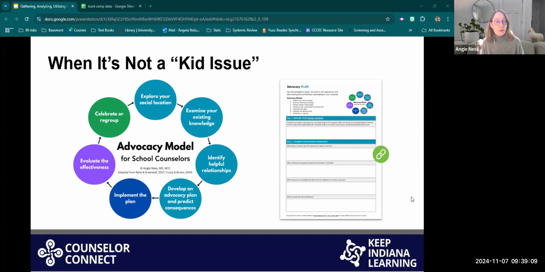And so really the first thing that you need to do as school counselors is explore your biases, your background, your social location, right? How did you grow up? What does your culture look like? Because we need to be aware of what we're bringing to it and making sure that we're not imposing our culture on other people. We also need to examine what we think we know about the groups that we're advocating for, right? Because what we think we know might not be accurate.